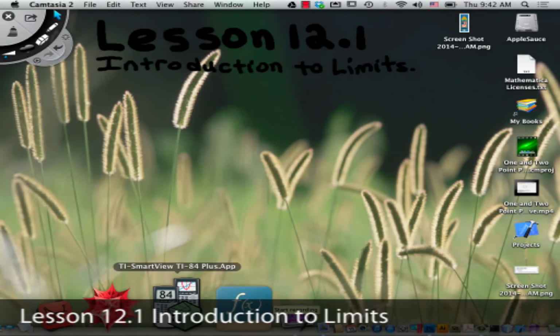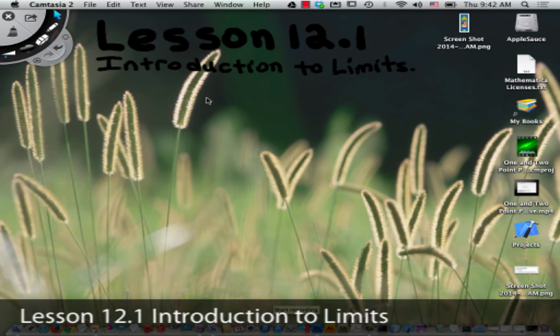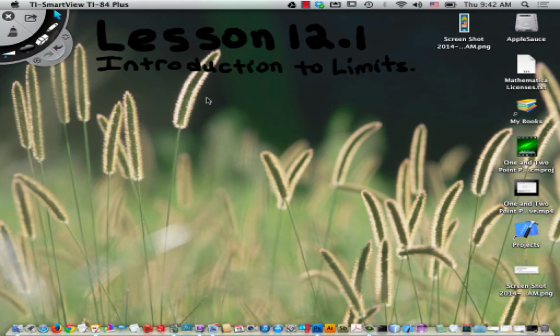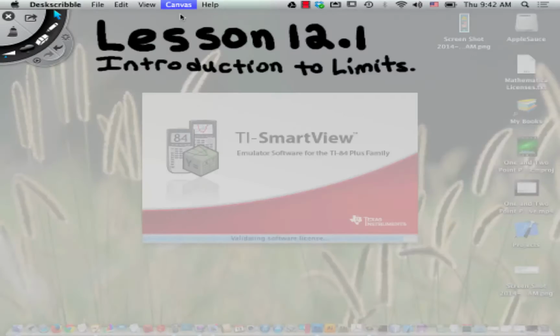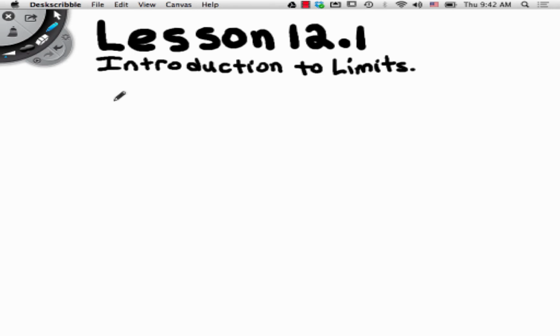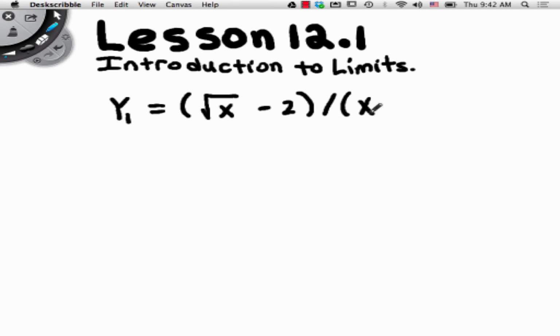Let's go ahead and take our calculators out. And I'm going to have you put the following function into your calculator, into y1. I want you to put the following function: square root of x minus 2, divided by x minus 4.